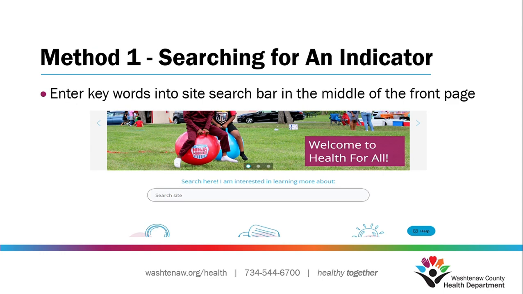So you may be wondering, with so much different health-related data on the site, how exactly do I locate something that is of interest to me or my work? The first method is to use the search bar that can be found in the middle of the site homepage and enter one or more keywords that are relevant to the information you are seeking.